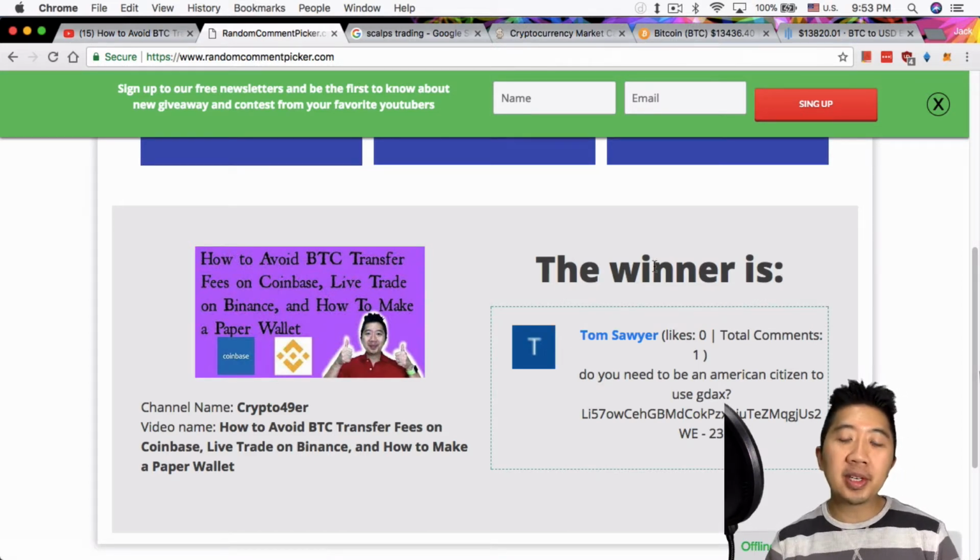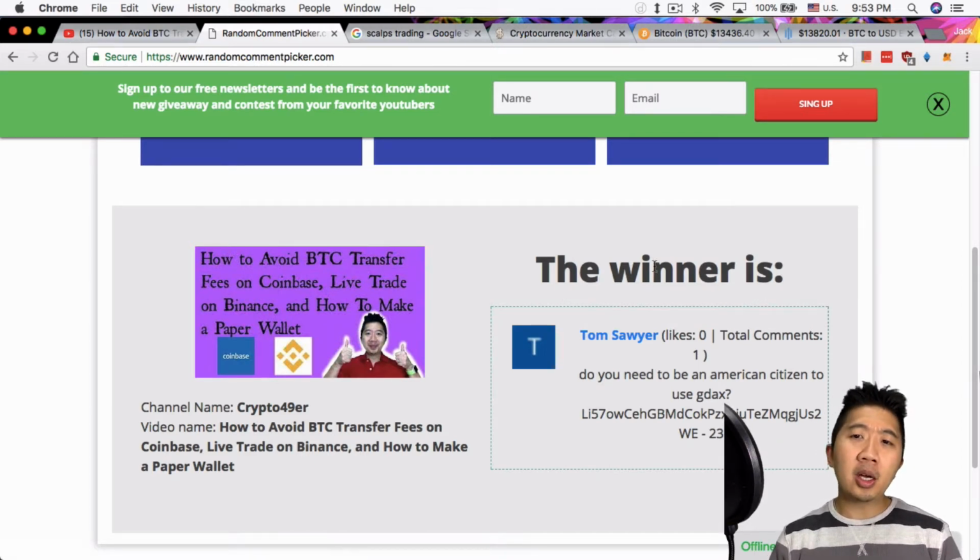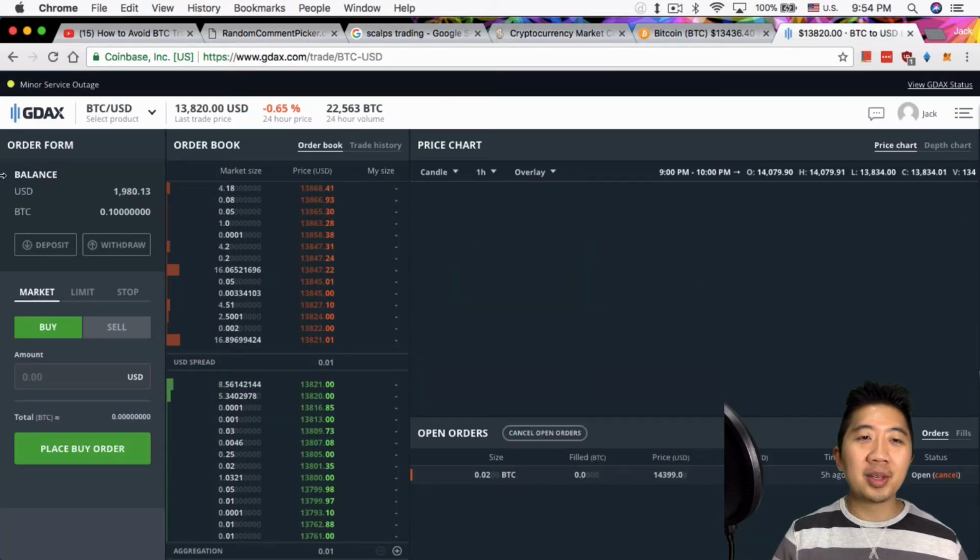Do you need to be an American citizen to use GDAX? No. GDAX, let me just double check here real quick. I have GDAX open now. I'm going to show you guys in a bit.